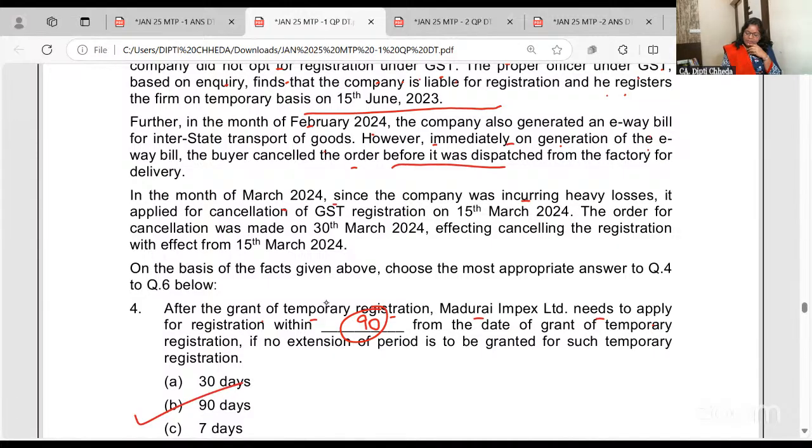In March, the company was incurring losses, so they decided to cancel the registration. The order was issued on 30th of March, cancelling the registration with effect from 15th of March. Okay. So though it was received on 30th, it is retrospective, so now this date is important, with effect from 15th of March.